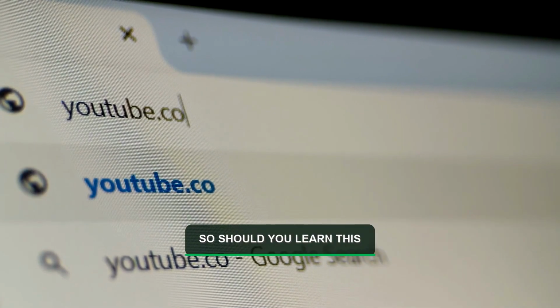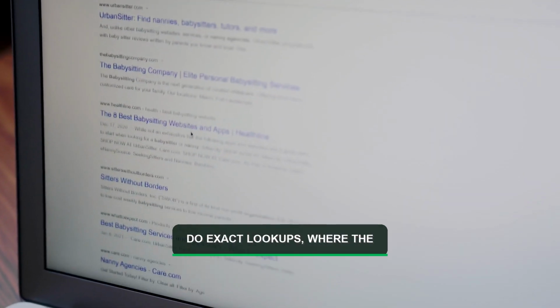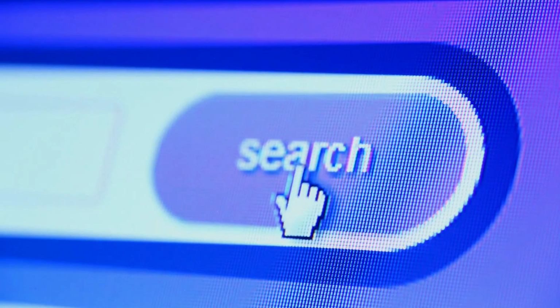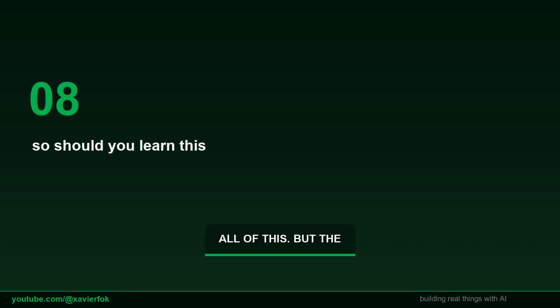So is this worth your time? If you only ever do exact lookups where the words always match perfectly, then plain keyword search is fine, and you can skip all of this. But the moment you want software to find things by what they mean, the way a person naturally would, embeddings are the single most important idea to have in your head.